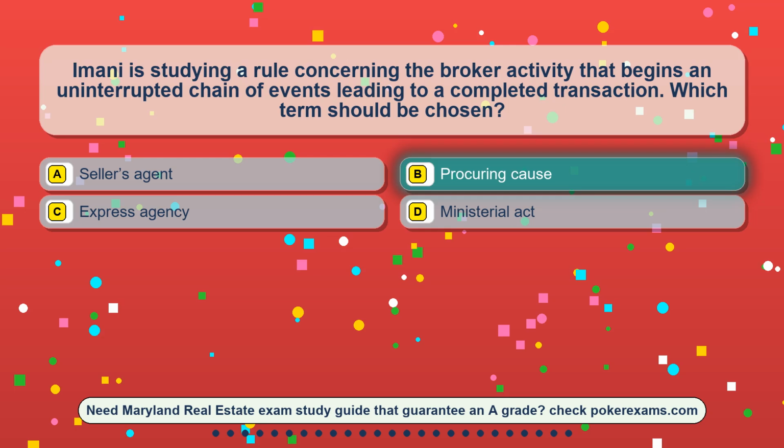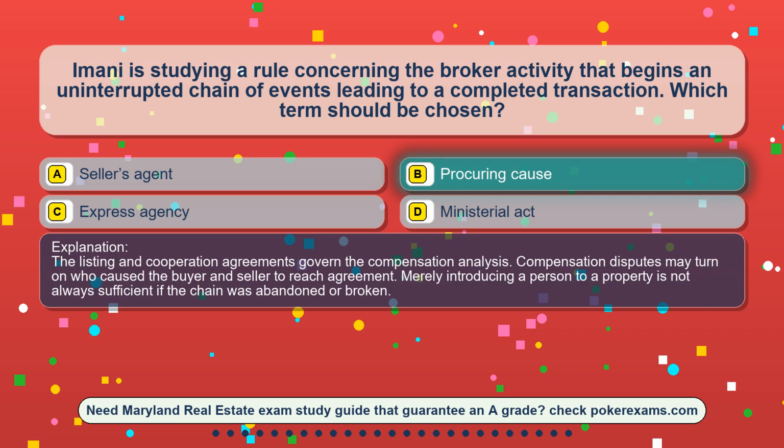The correct answer is option B, procuring cause. The listing and cooperation agreements govern the compensation analysis. Compensation disputes may turn on who caused the buyer and seller to reach agreement. Merely introducing a person to a property is not always sufficient if the chain was abandoned or broken.